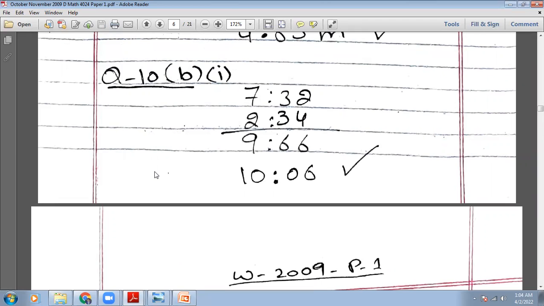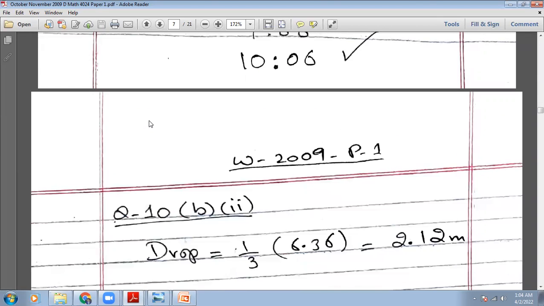So the high tide was at 7:32, and after 2 hours and 34 minutes, the low tide came. So the low tide will come at, you add both these times, 7:32 and 2 hours and 34 minutes, you get 9:66. Because 66 minutes is not possible, 60 minutes will represent 1 hour. So 9 will convert into 10 hours and 6 minutes. 10 hours and 6 minutes.